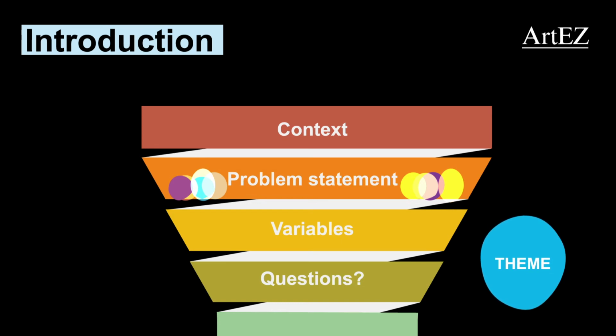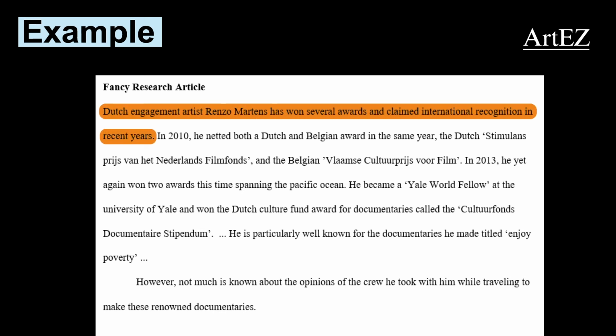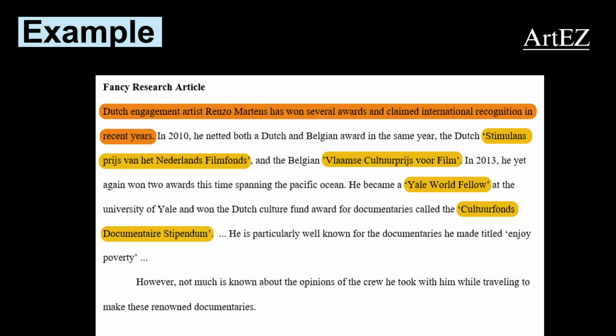Let's look at a mockup example that we prepared for you now. You can pause the animation now to read through this mockup. You'll notice that we start the article with a topic sentence. In this case, we introduce the topic of renowned documentary maker Renzo Martens, who is known for his work in engagement arts. Then, we validate the claims we made about Renzo Martens by displaying a list of awards he did win. After we validated our claim from the topic sentence, we zoom into a more particular part of his oeuvre, the documentary titled Enjoy Poverty. The research funnel is narrowing down.